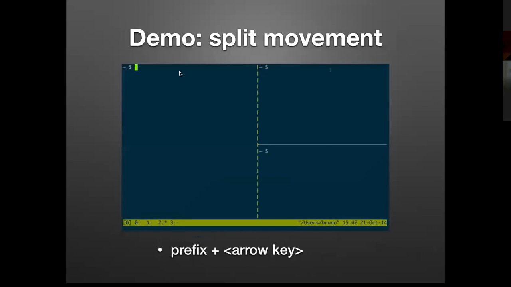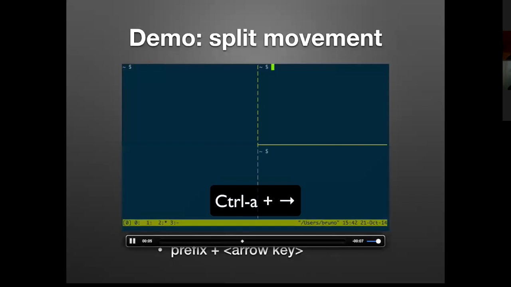Okay. Now that you have multiple splits in one window, how do you move from one split to another? Fortunately, this is really easy. You just press prefix plus an arrow key on your keyboard, and you can move within these splits. So that is shown in this video. Now, if you're a Vim user, you probably want to use prefix plus H, J, K, and L, which are cursor movements in Vim, and we'll show how to do that just a bit later.